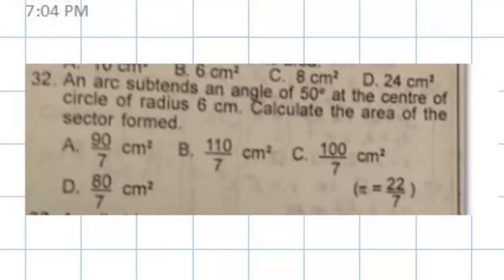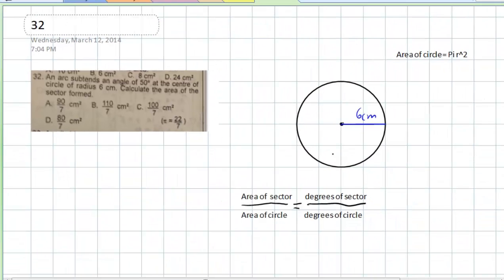Alright, so here we have question 32, and it says an arc subtends an angle of 50 degrees at the center of a circle of radius 6 centimeters. Calculate the area of the sector formed. I've written out here a few equations that will be helpful in figuring out the area of the sector formed. First off, we should know that to get the area of a circle, we use the equation pi r squared. That'll help us out down here, because in order to get the area of the sector, we need to know the area of the circle as well.